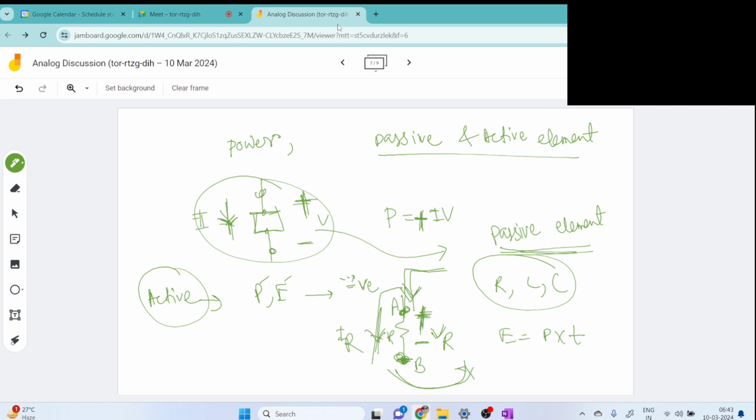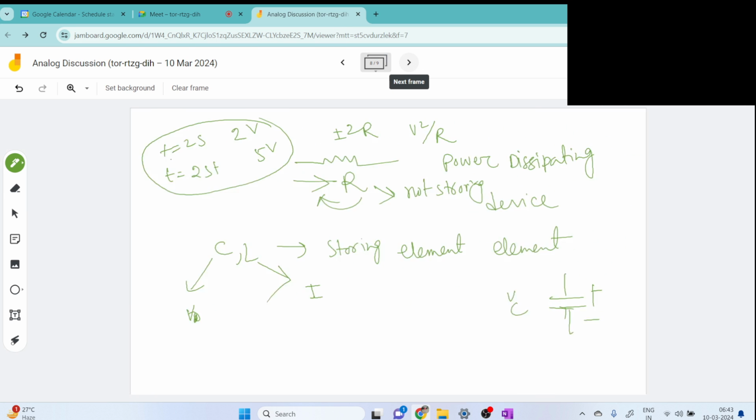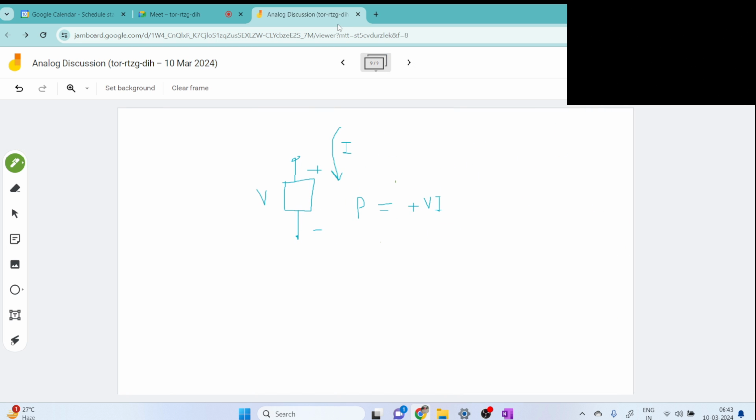Let's go to page number 7. I have written that for an active element, power and energy both should be negative. Similarly, power and energy both should be positive for a passive element. Okay, let's move to page number 9. Let's have a capacitor.